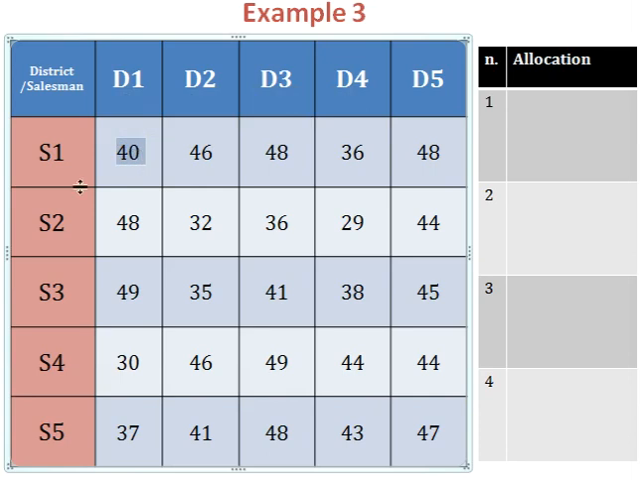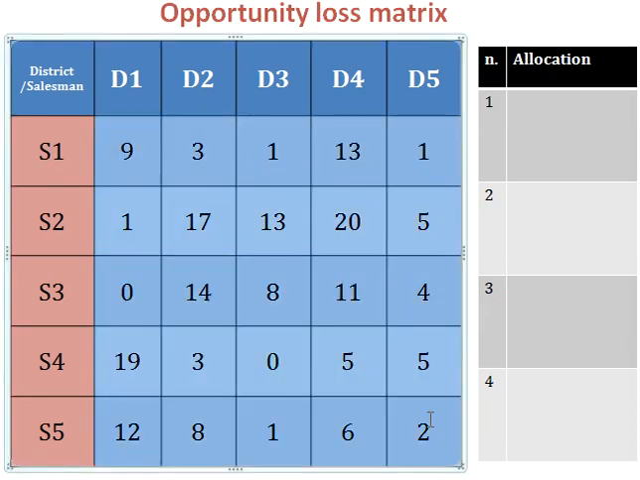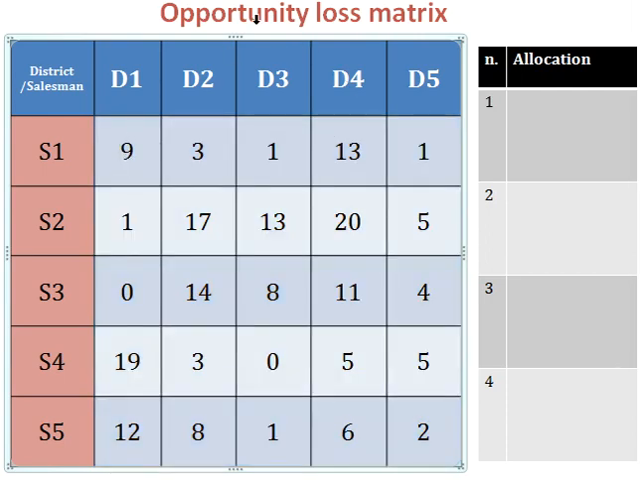Next, when we proceed with subtracting all these cells, this is our opportunity loss matrix. Here you can observe all the values are subtracted from 49, and that will indicate an opportunity loss matrix. Minimizing this loss will be our interest, and that will in turn increase our profit. So we proceed this way.